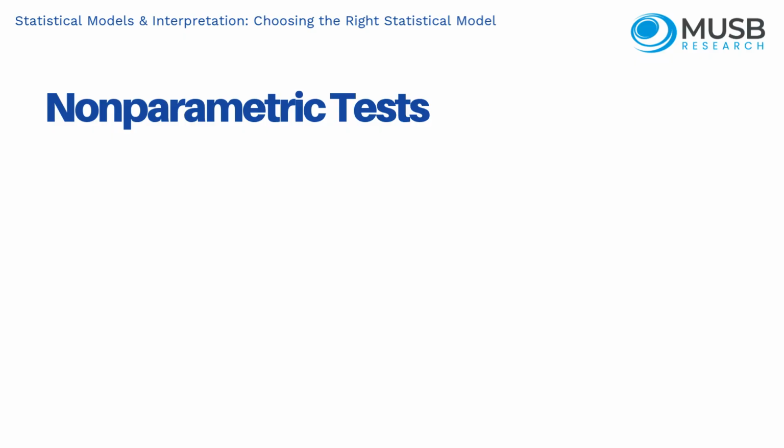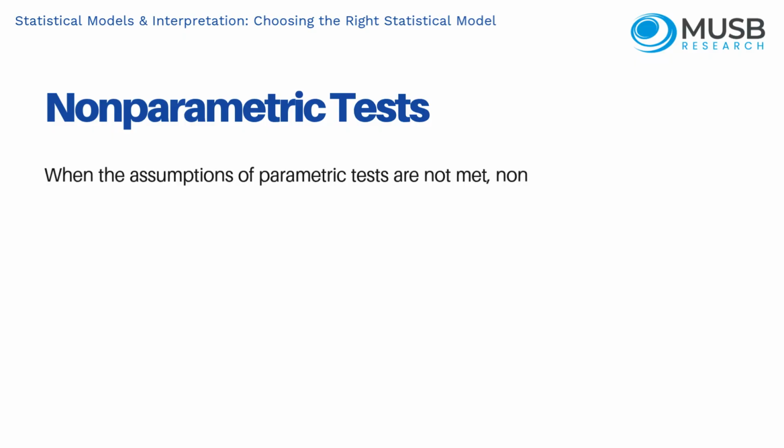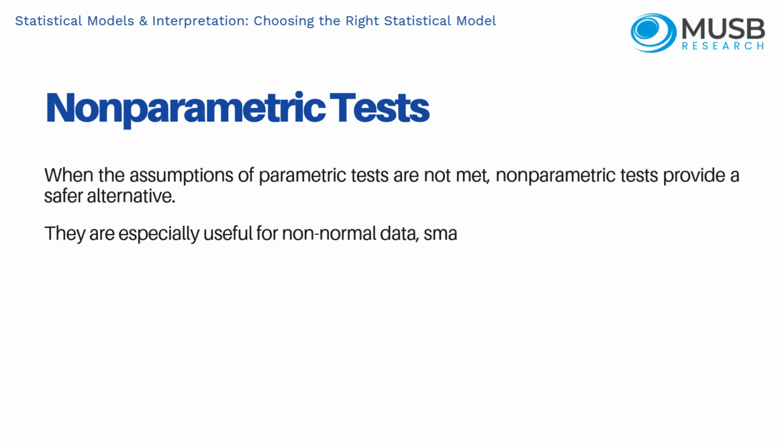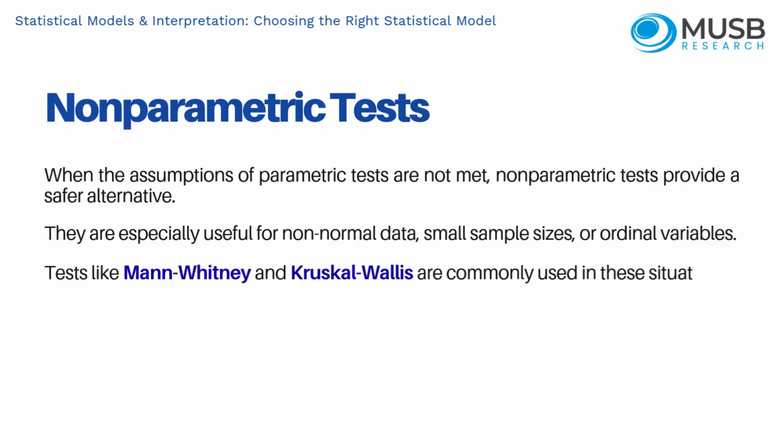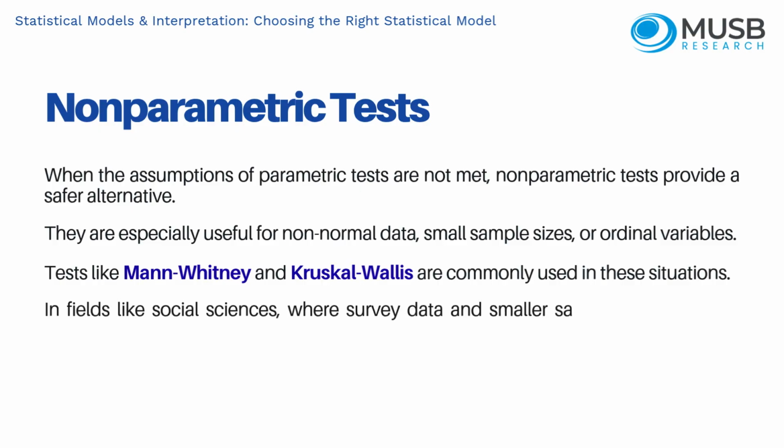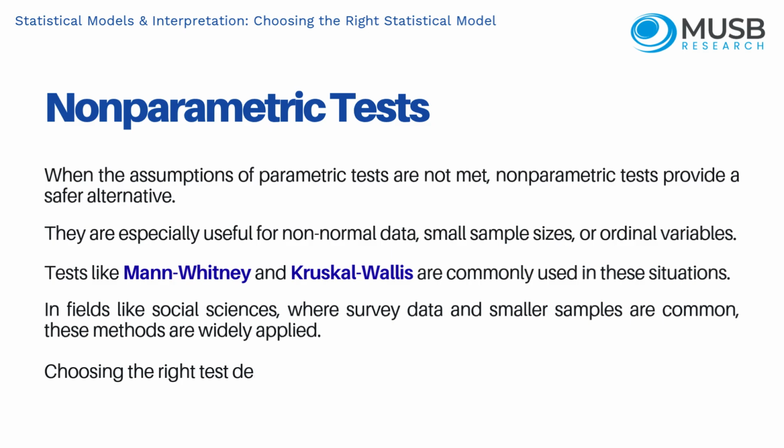Nonparametric tests. When the assumptions of parametric tests are not met, nonparametric tests provide a safer alternative. They are especially useful for non-normal data, small sample sizes, or ordinal variables. Tests like Mann-Whitney and Kruskal-Wallis are commonly used in these situations. In fields like social sciences, where survey data and smaller samples are common, these methods are widely applied. Choosing the right test depends on your data, not just your preference.